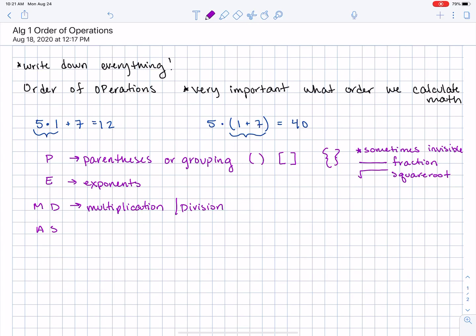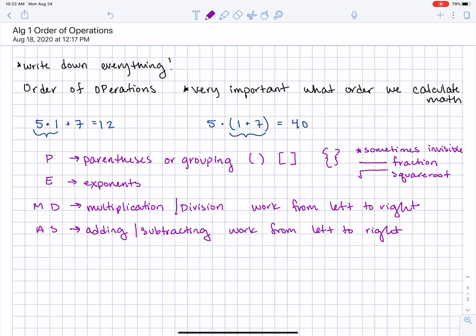Now, the thing about multiplication and division is that when you have multiplication and division in the same equation, you want to work from left to right. So those are kind of equal in terms of their priority. And the same thing for adding and subtracting is that you're going to work from left to right. Okay, so these are kind of our order of operation rules.